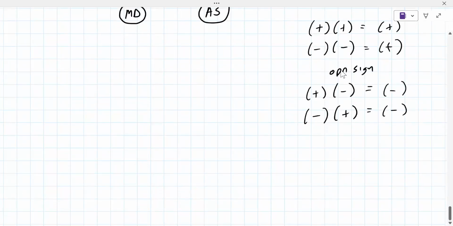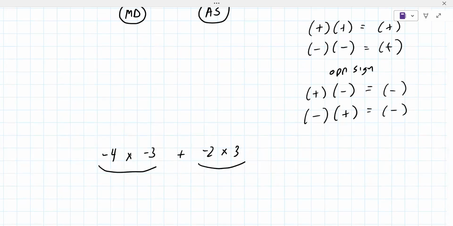For example, if I give you -4 times -3 plus -2 times 3, you're supposed to say, okay, I'm going to multiply before I add. So you've got to be able to multiply these two together, and these two together. Could you try that for us, please? You want me to do the whole thing? As far as you want to go. If you feel confident, just keep going.